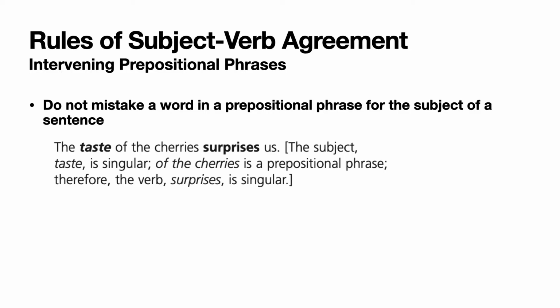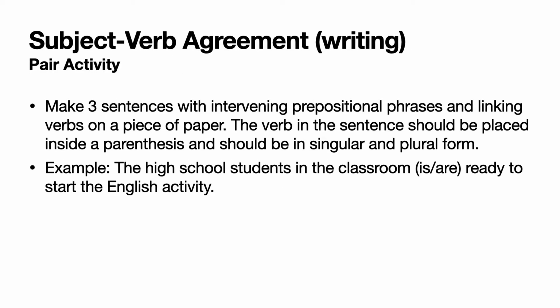Let's try an activity. For this activity, you're going to group yourselves in pairs. And you need to make 3 sentences with intervening prepositional phrases and linking verbs on a piece of paper. The verb in the sentence should be placed inside a parenthesis and should be in singular and plural form. Remember, you're going to write 3 sentences. Don't answer them yet. So here is an example of what your sentence might look like.